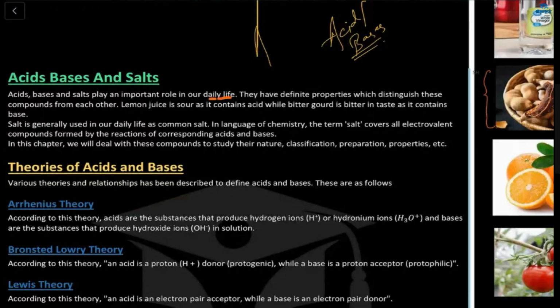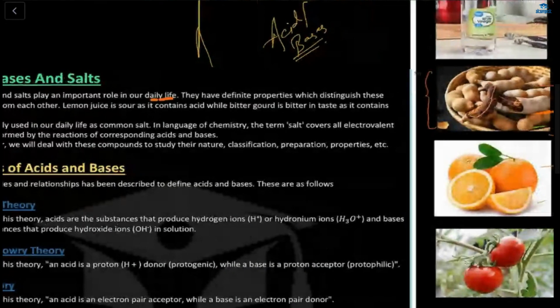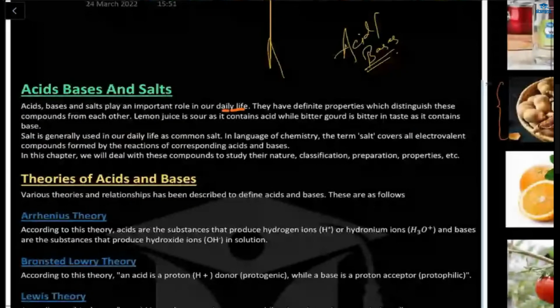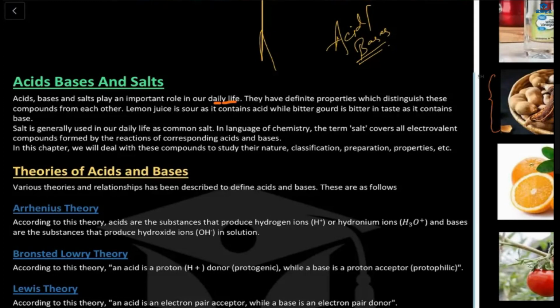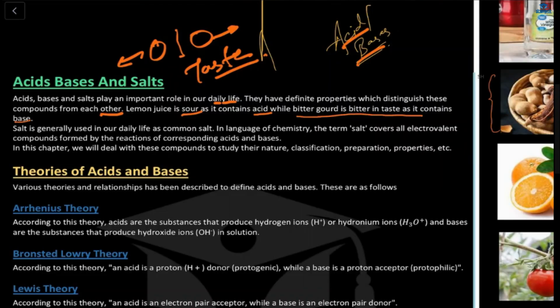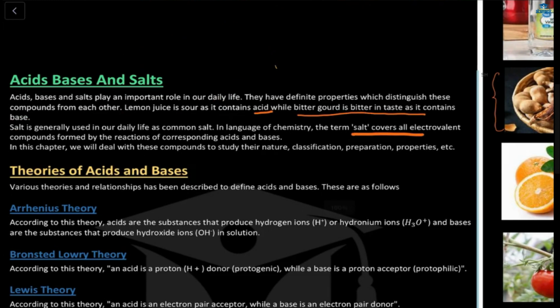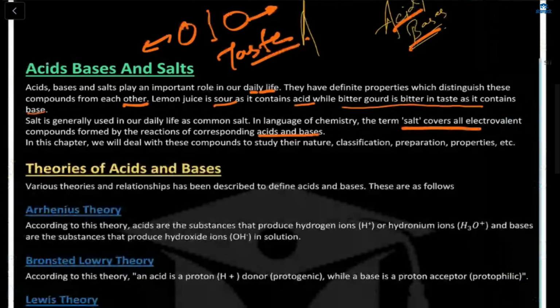First, we will go through the notes. If my voice cracks, let me know. They have different properties which distinguish the compounds from each other. Acids and bases have different properties. Your lemon juice is sour as it contains acids, while bitter gourd is bitter in taste as it contains bases. Salt is generally used in our diet, but in chemistry, salt covers all the electrovalent compounds formed by the reaction of the corresponding acids and bases.